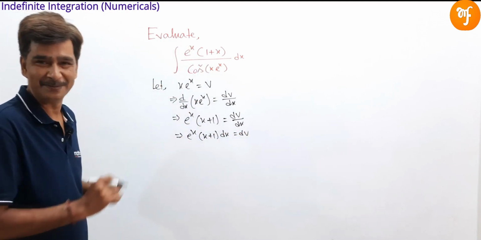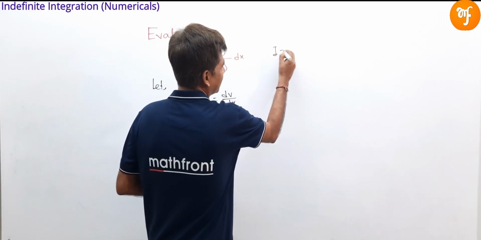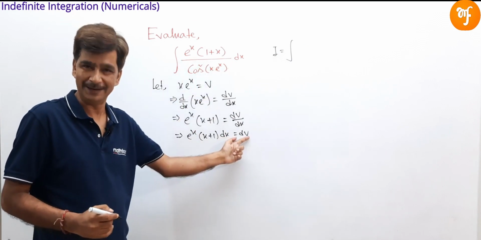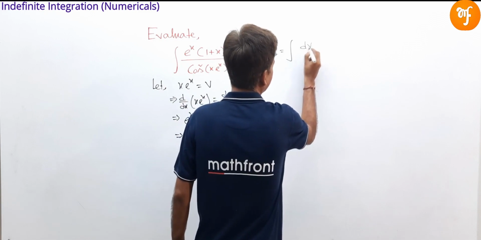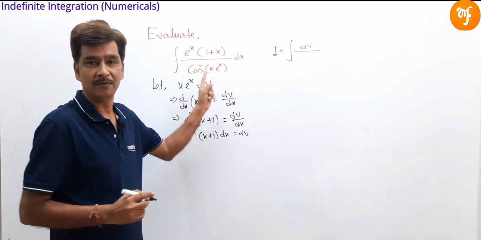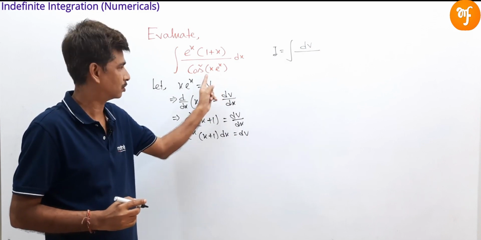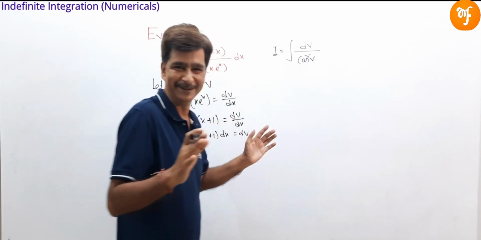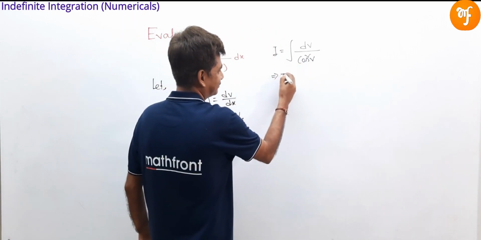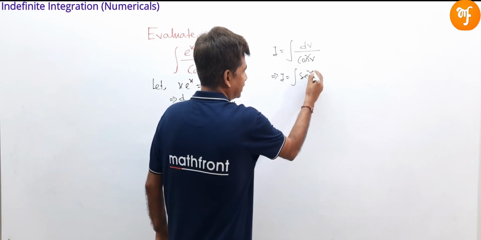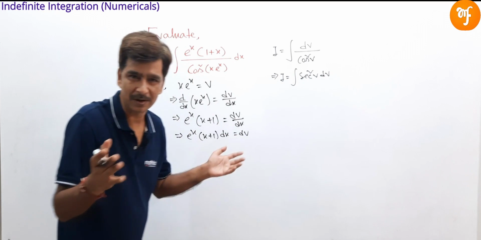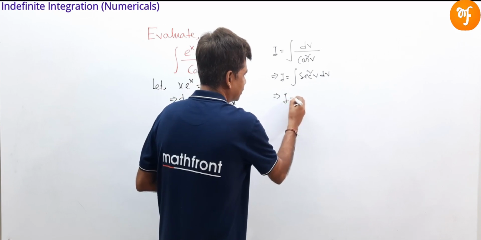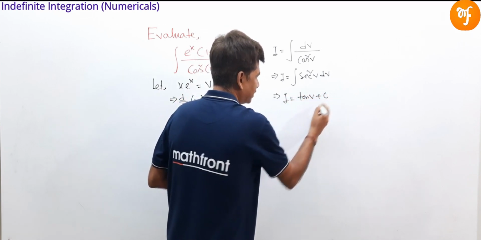Okay, now what does the integration become? Instead of e^x (1 + x) dx, we will write dv. So writing dv divided by cos² v, since x e^x is v. So we are writing this as cos² v. Now this can be written as I equal to the integration of sec² v dv, and the integration of sec² v dv is the standard formula, that is tan v + c. So we are writing here I is equal to tan v + c, where c is the integration constant.